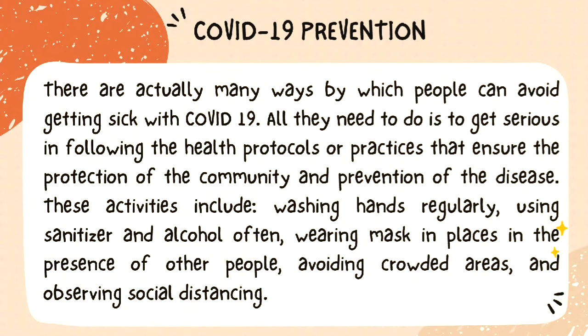Here is an example of enumeration text. Let us read. COVID-19 prevention. There are actually many ways by which people can avoid getting sick with COVID-19. All they need to do is to get serious in following the health protocols or practices that ensure the protection of the community and prevention of the disease. These activities include washing hands regularly, using sanitizer and alcohol often, wearing masks in the presence of other people, avoiding crowded areas, and observing social distancing.